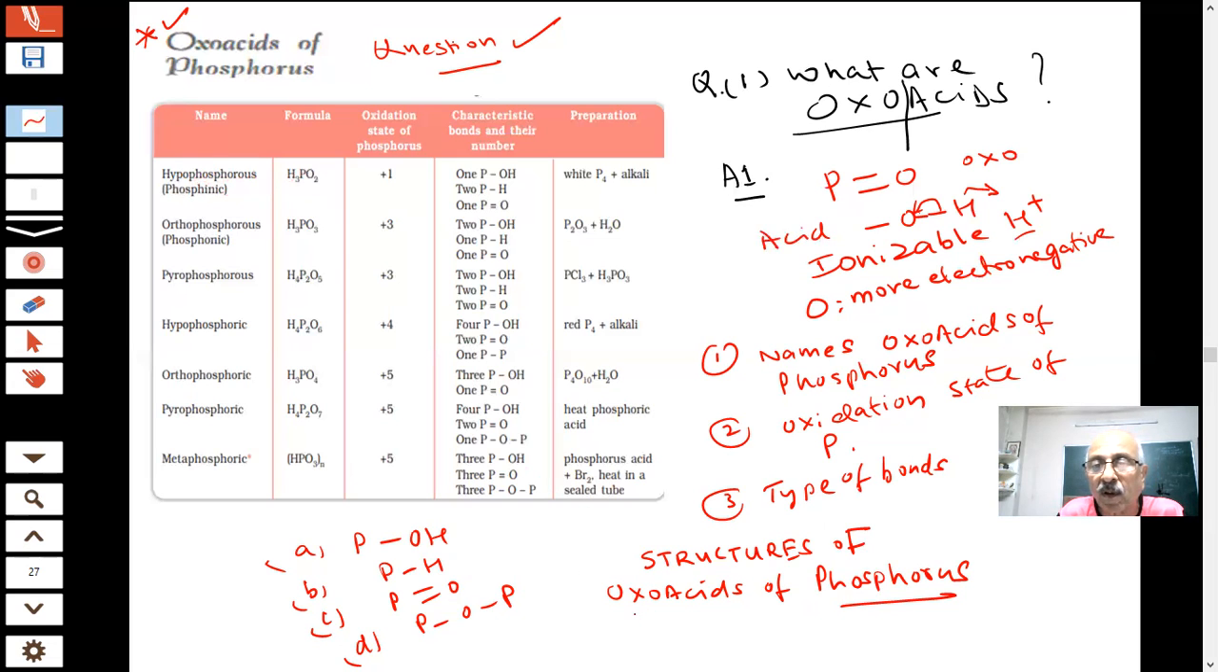H3PO2, students. What is the name of this? Hypophosphorus acid, also called phosphonic acid.